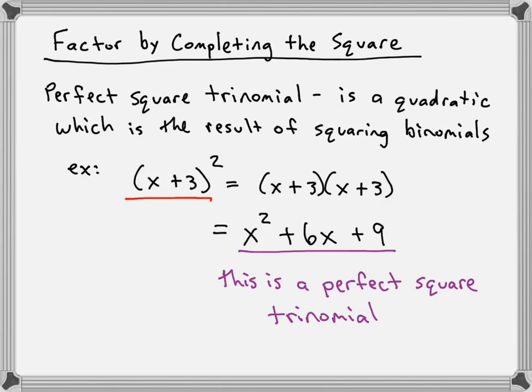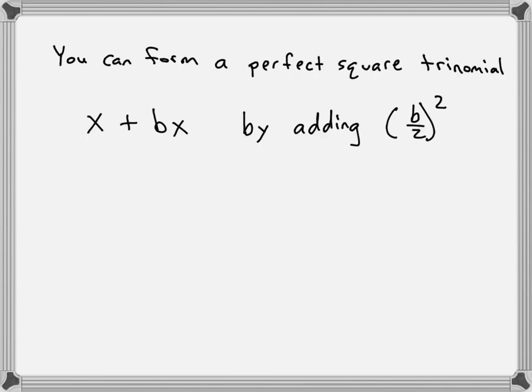Now that we know what a perfect square trinomial is, we can look into how we can factor by completing the square. We can form one of those perfect square trinomials anytime we have an x squared plus bx. We are missing the third piece to make that trinomial. We would get that third piece if we use our formula here by adding the b divided by 2 all being squared.